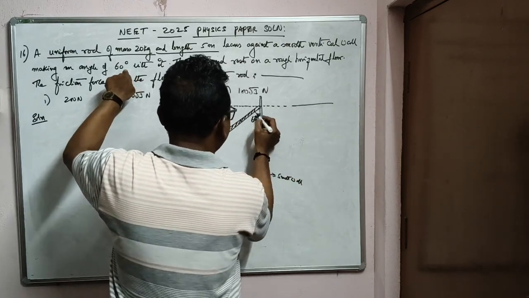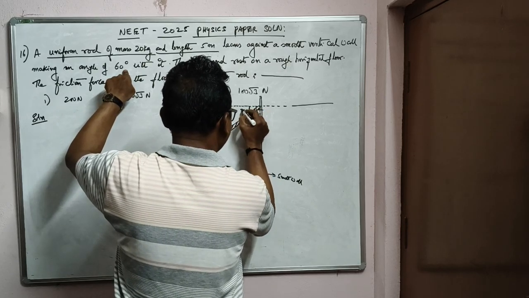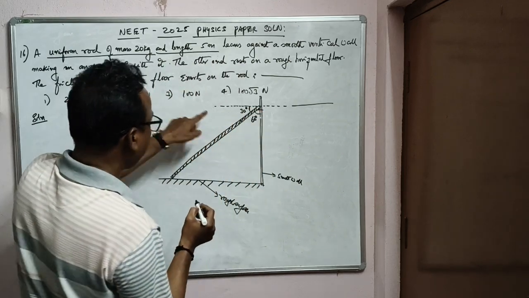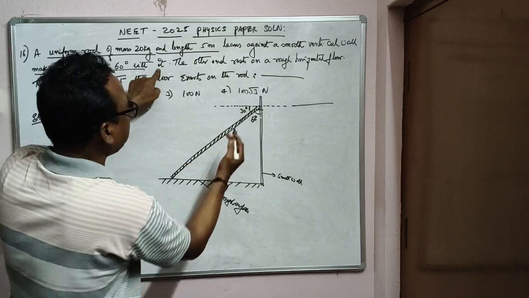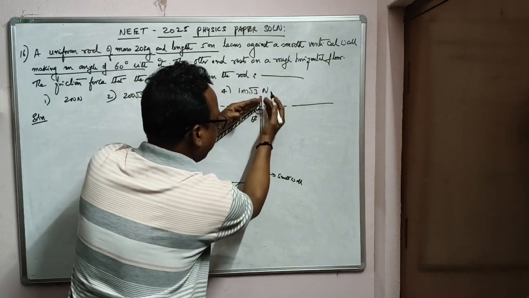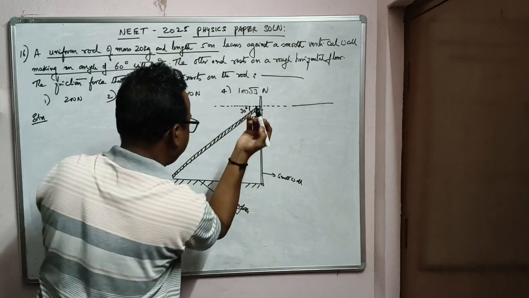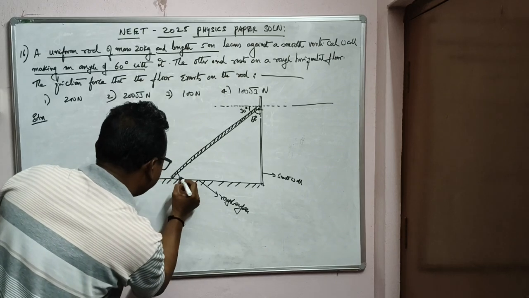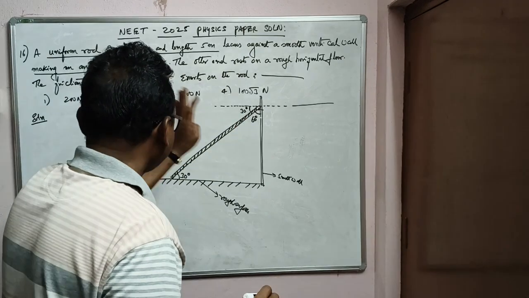If this is 60, this total angle is 90. So this will be how much? 90 minus 60, that is 30 degrees, because it is leaning, making an angle of 60 degrees with the wall. So the total angle is 90 and this is 60, so 90 minus this will be 30, and of course this is also 30 degrees, vertically opposite angles. Now this is the figure.